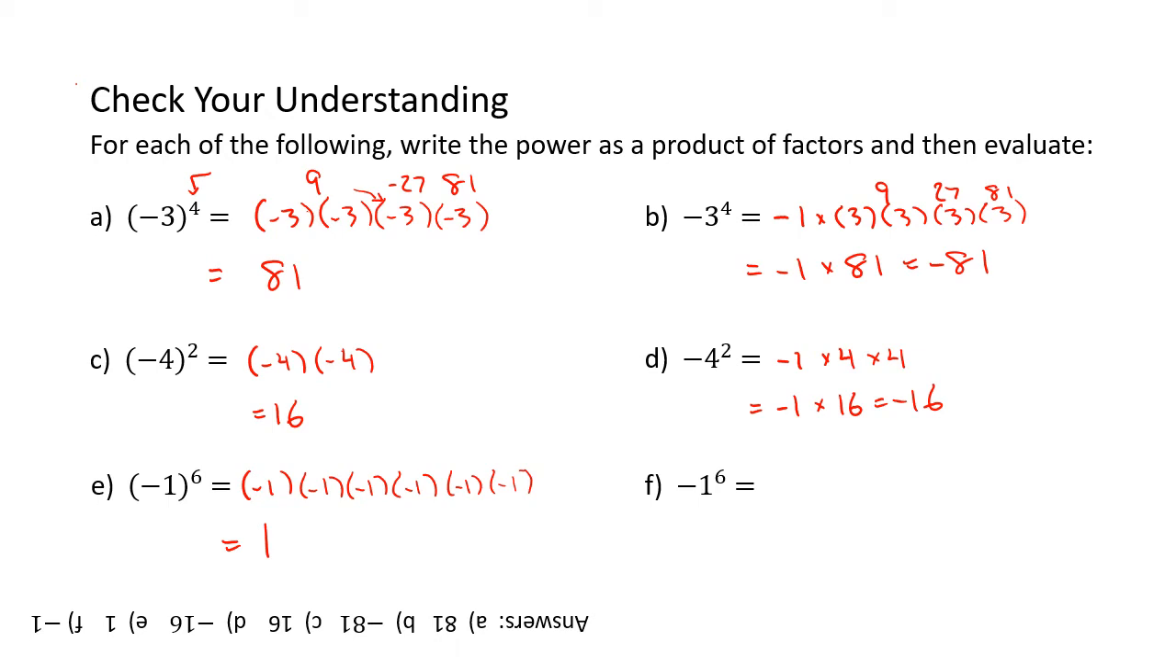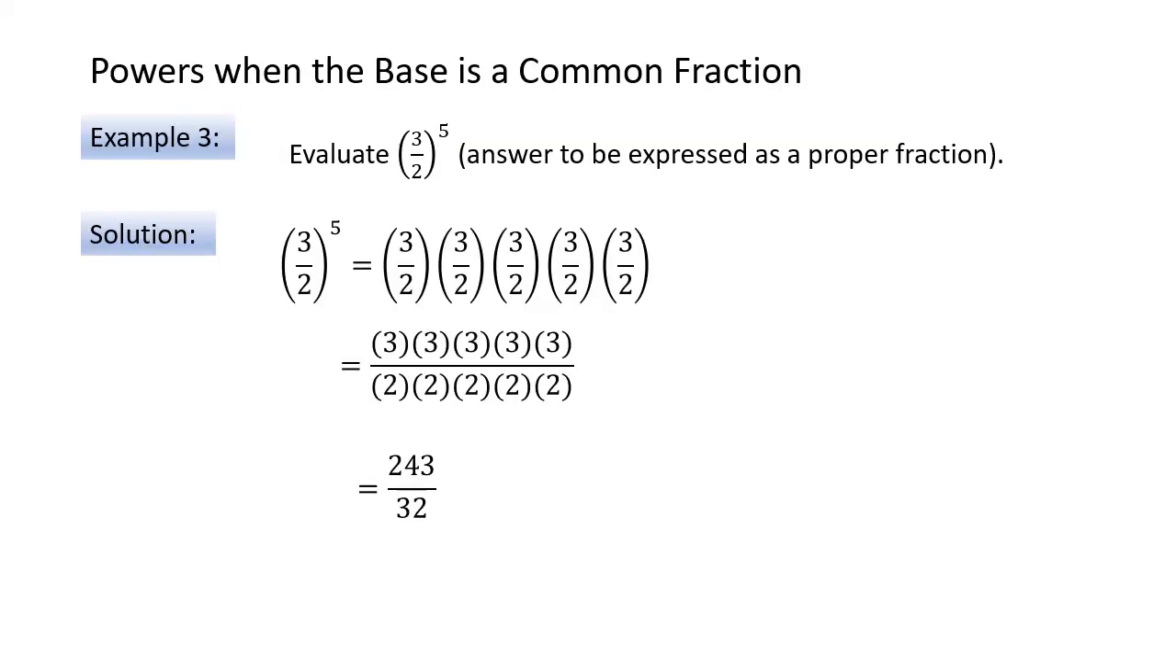When we get to our last example, example F, we have negative 1 to the exponent 6. So that's negative 1 times 1 times 1 times 1, 6 times. Okay? Which gives us negative 1 instead of positive 1. Okay? So now I want to look at some more types of examples.